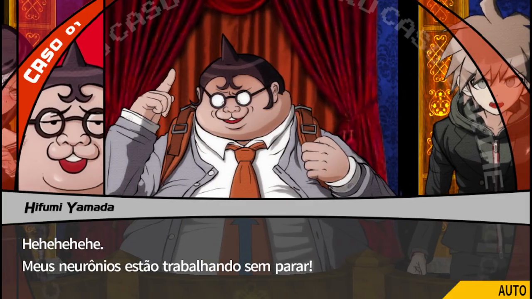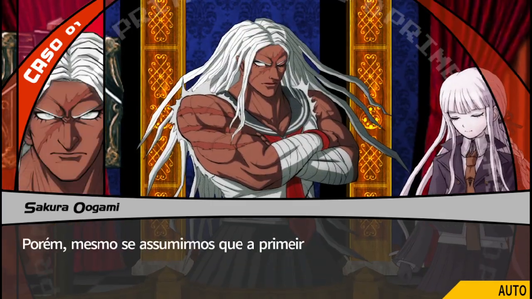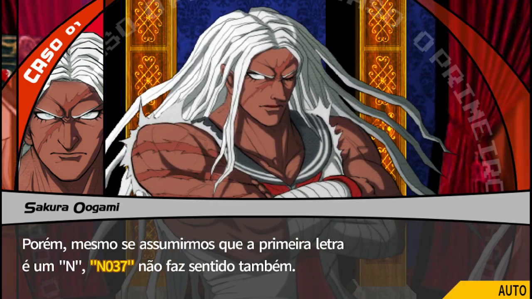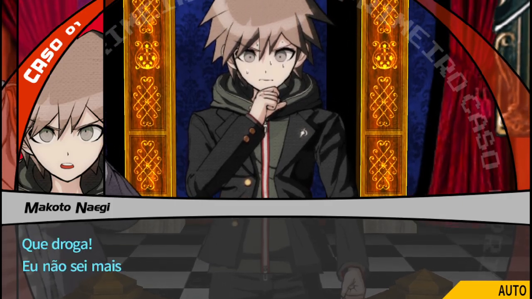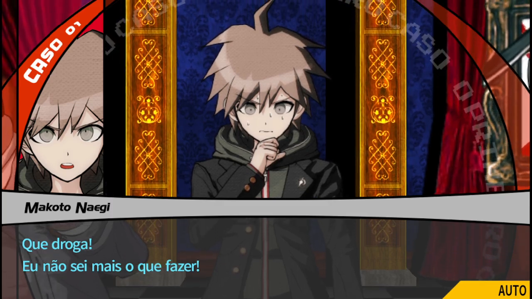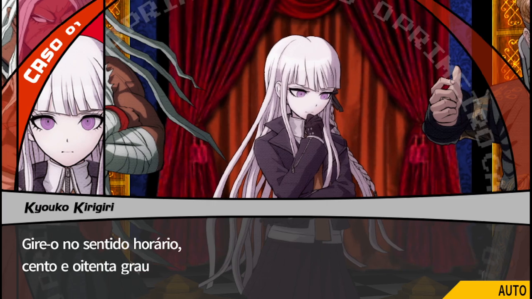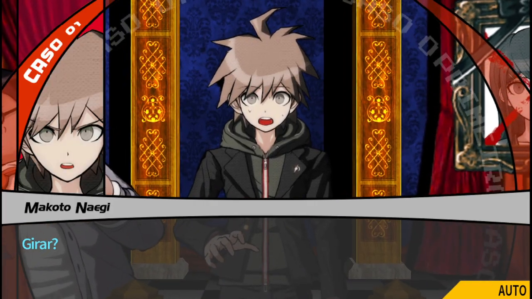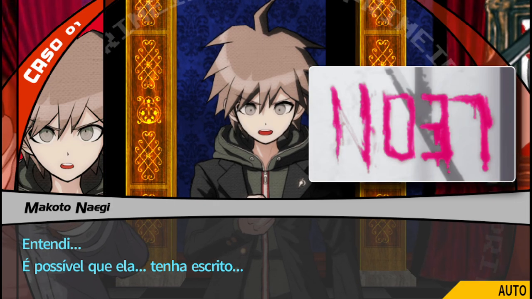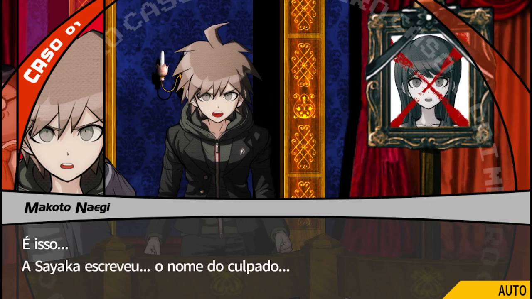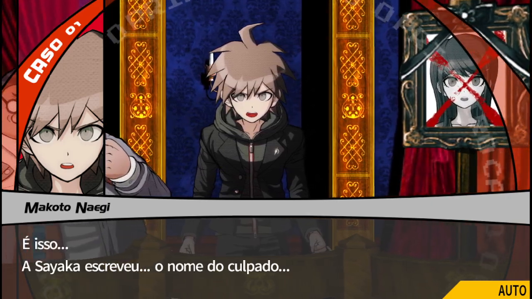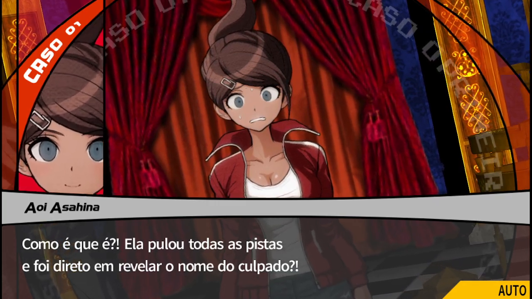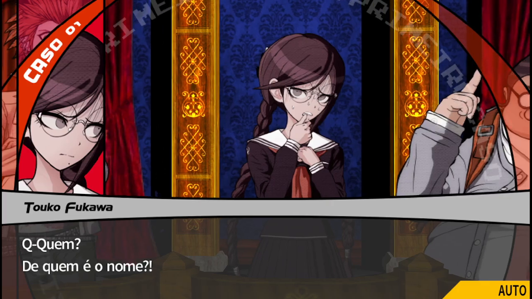Our little gray cells are really getting excited now. But even if that really is an N, N037 doesn't make any more sense than before. Rotate the image 180 degrees. Oh my god. Now I see. She wrote down the killer's name. Huh? You just shot past the clue part and right onto who did it! So, whose name did she write?